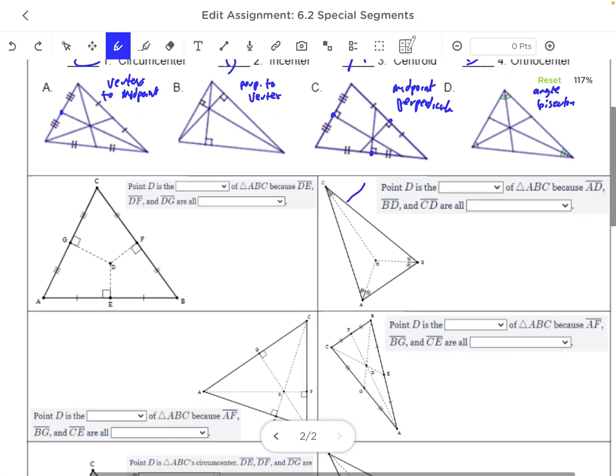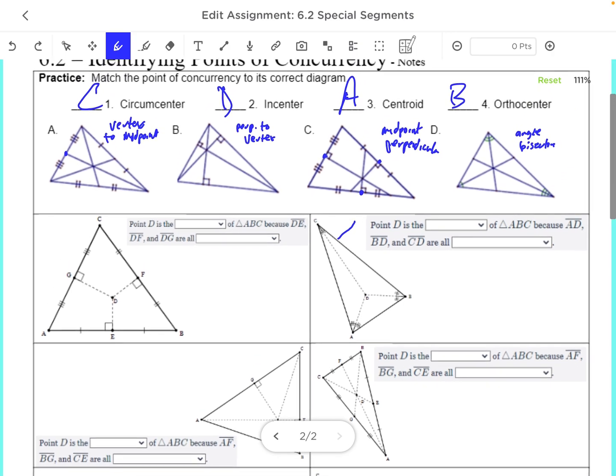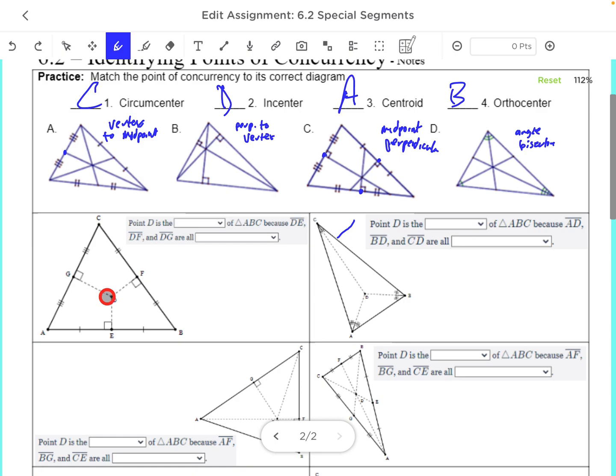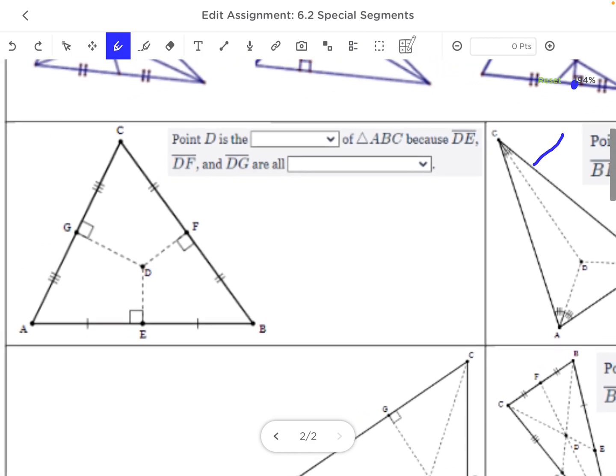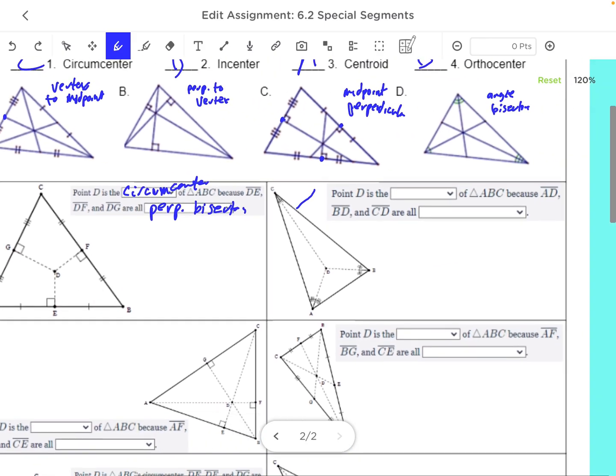All right, so let's go and put it all together. Let's think about what we talked about on the first page and match these up. So we're going to look at the diagram and see which one it is. Let's analyze this again. Okay, so once again on this one, we have perpendicular, right? And this is equal on either side, so we have perpendicular bisectors. These are all perpendicular bisectors. Okay, so what did we say makes perpendicular bisectors? It creates the circumcenter. That's it.